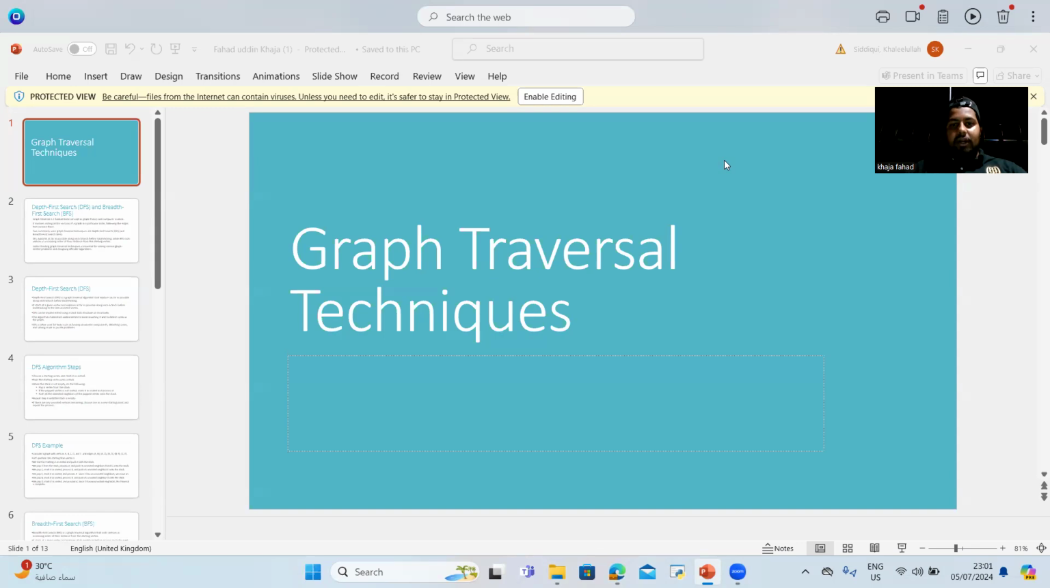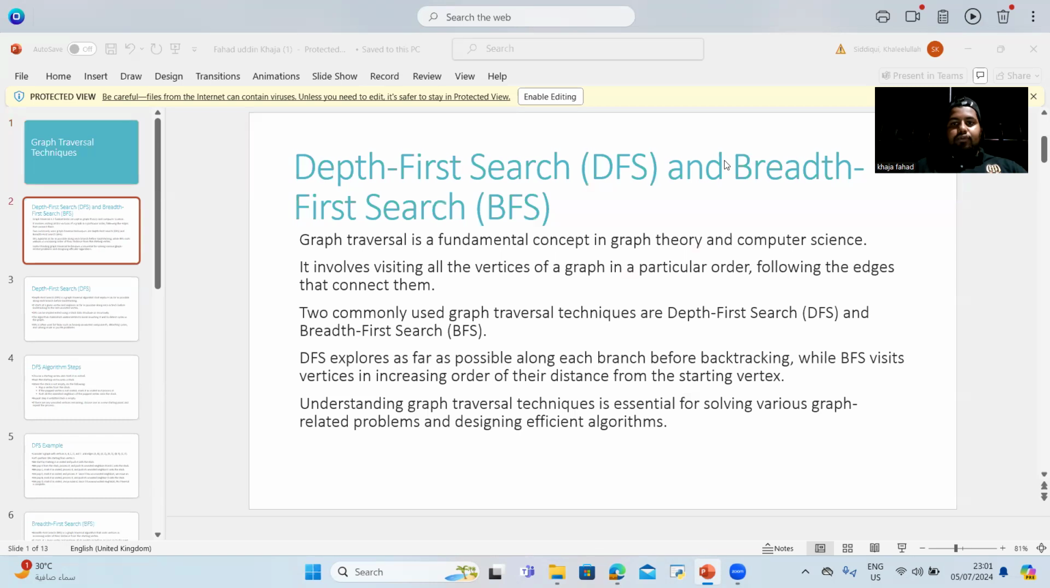Today I'm gonna talk about graph traversal techniques. It has two primary techniques. One is DFS and another one is BFS. The first one is DFS, which means depth first search, and the second one is BFS, which means breadth first search.